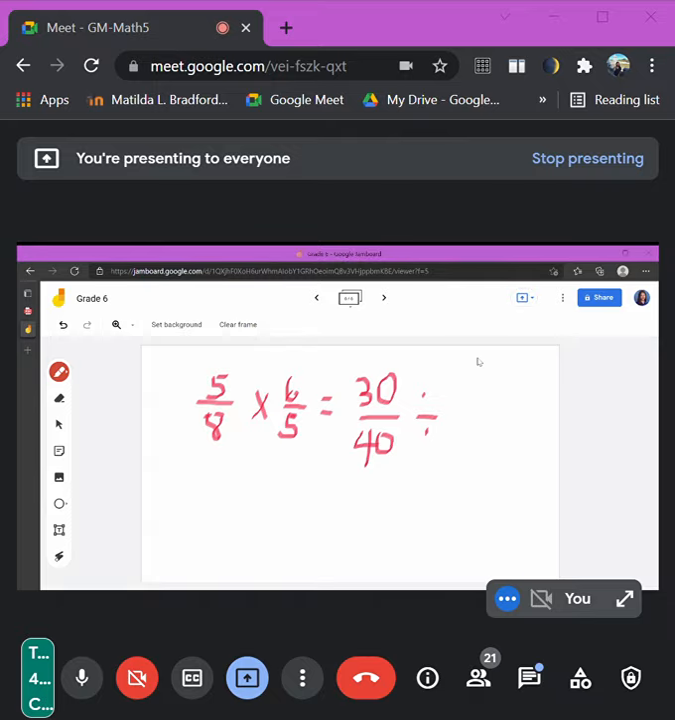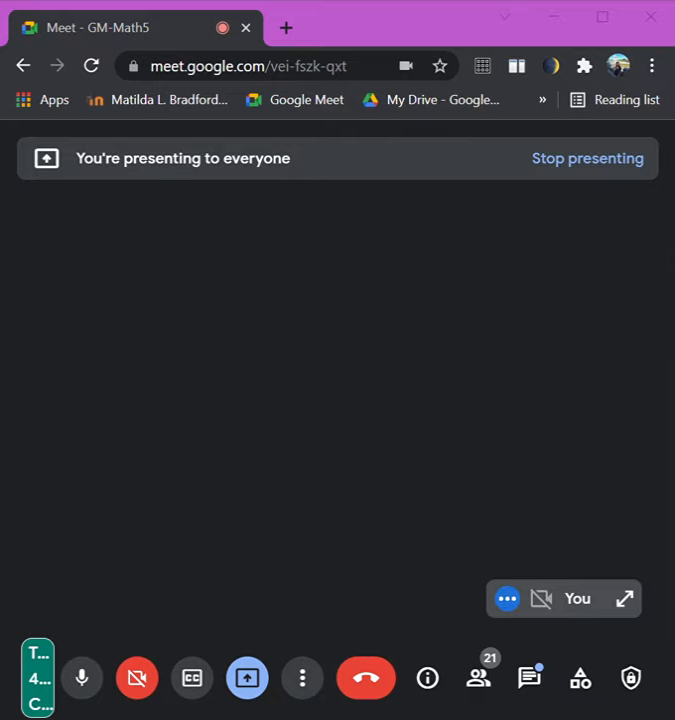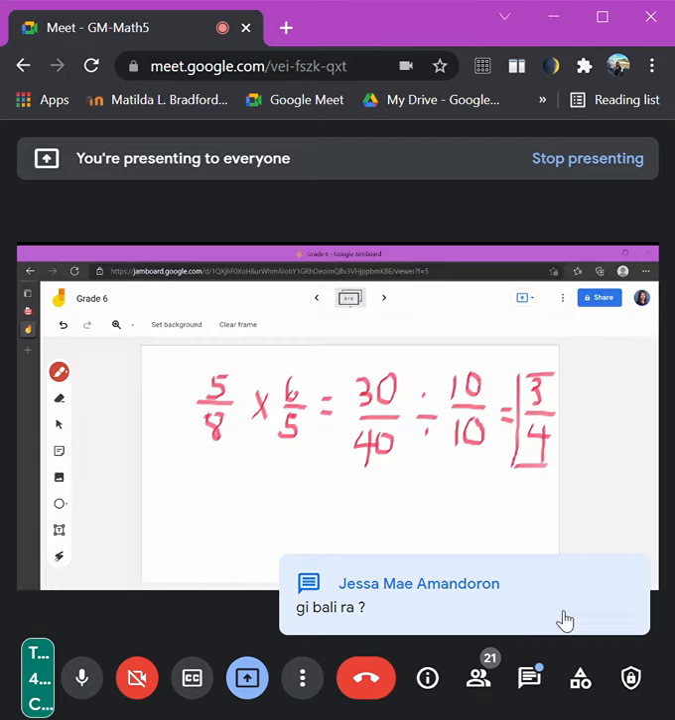10. By 10. Very good. So, diba? If we're going to divide both sides by 10 or both numerator, so 30 divided by 10, that is 3. And then 40 divided by 10, that is 4. Which is the answer are still the same. Right? So, kanisha is mas mubo lang siya because we cancel, but this one is taas-taas siya gamay. Okay?